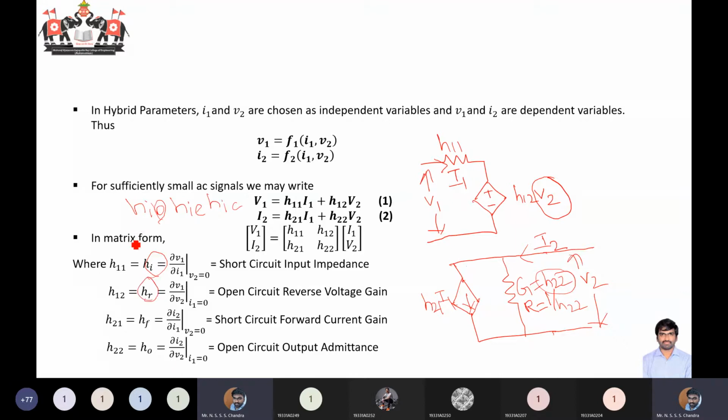Similarly, this reverse voltage gain, we'll write it as HR. In the common base HRB, common emitter HRE, in common collector HRC. And then we have the forward current gain HF. In common base we'll write it as HFB. In common emitter we will write it as HFE. In common collector we will write it as HFC. And then this output admittance HO or H22 we'll write as HOB in common base, HOE in common emitter, HOC in the common collector.